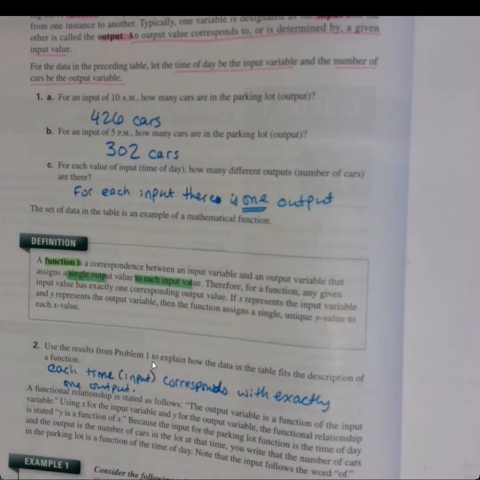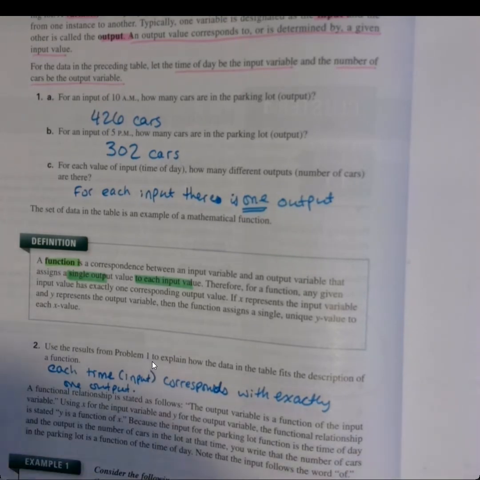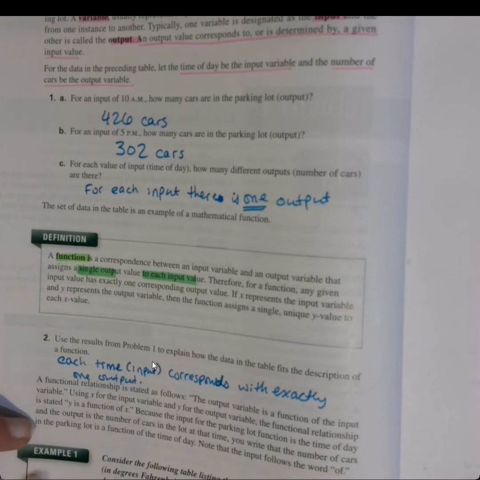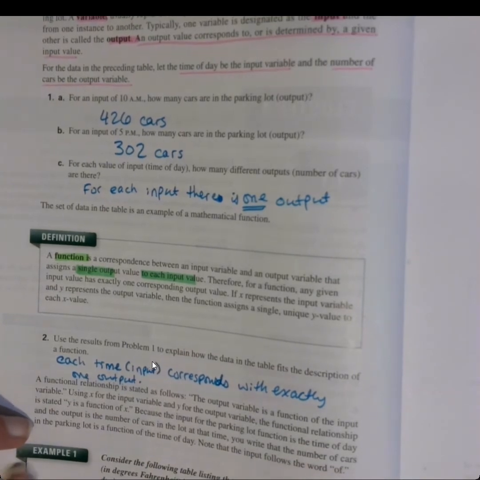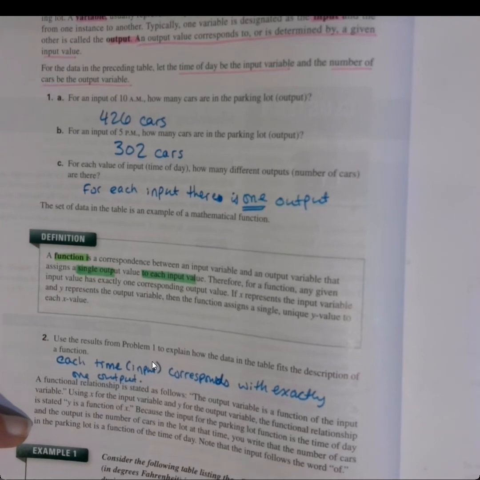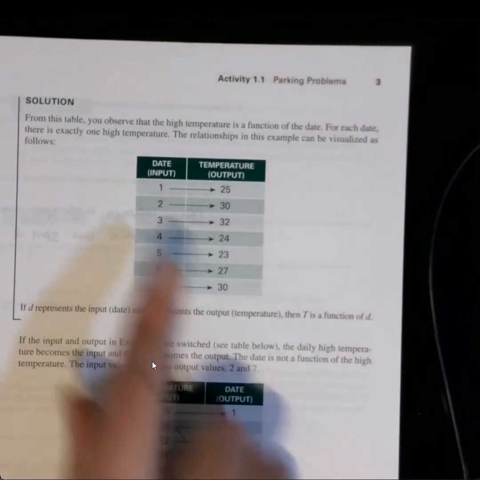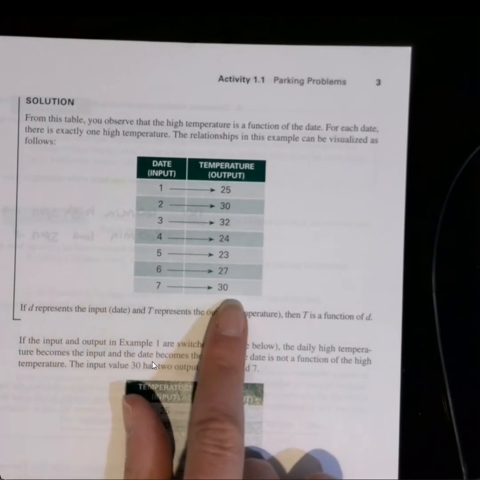Okay, so I'm going to skip through some of the examples as we work through the book, but make sure that every time I skip an example that you pause me and read through the example. I'll talk about this first one right here. This one is a table that talks about the input as the date and the output as the temperature. They reorganize the same table on the next page, just organized vertically instead of horizontally. It's the same information though.